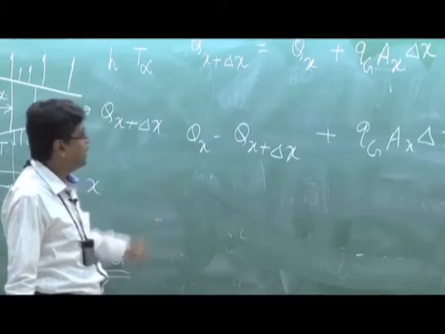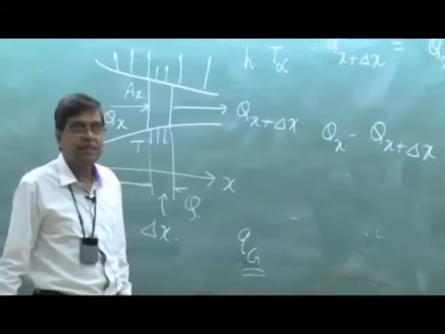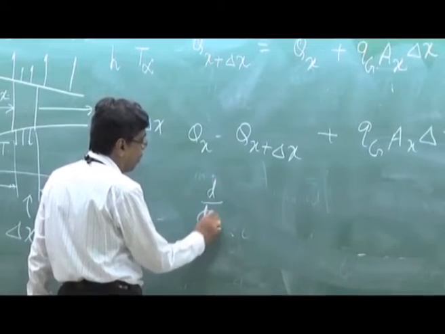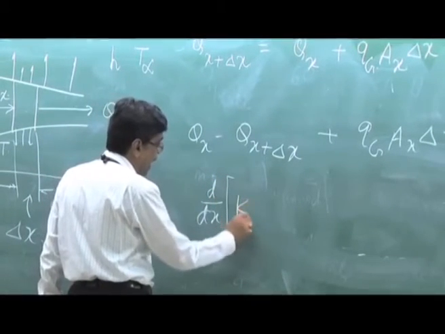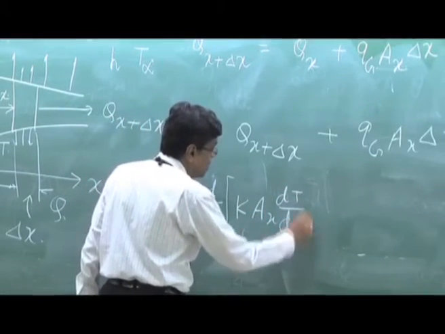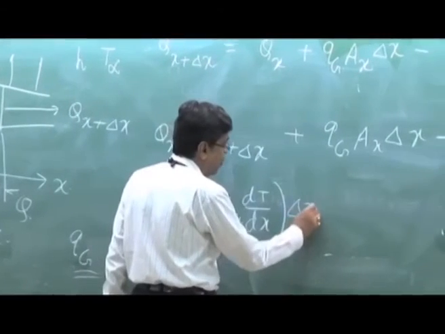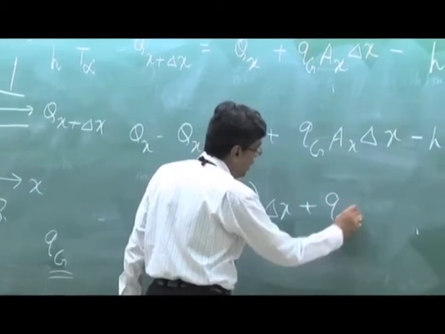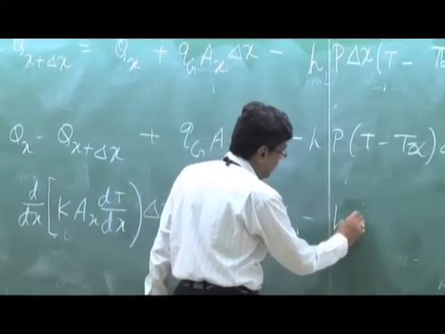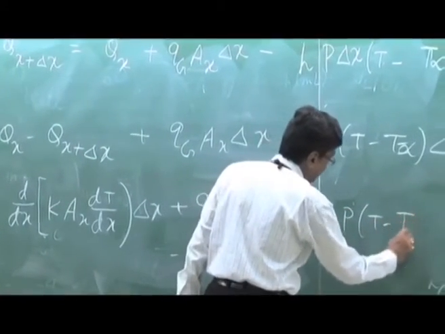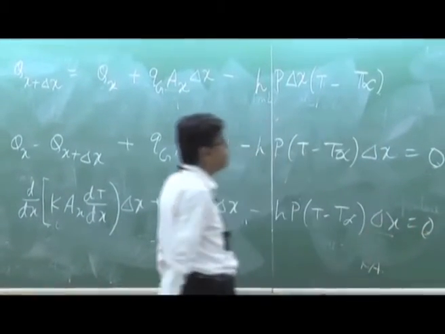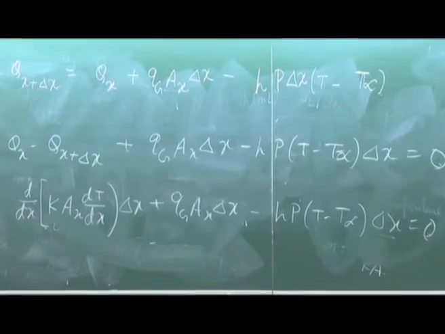d/dx of Qx del x. That means it will be minus d/dx of Qx del x, and that will be minus minus plus. That means d/dx of k Ax dT/dx del x plus Qg Ax del x minus hP (T minus T infinity) del x is 0. Clear?